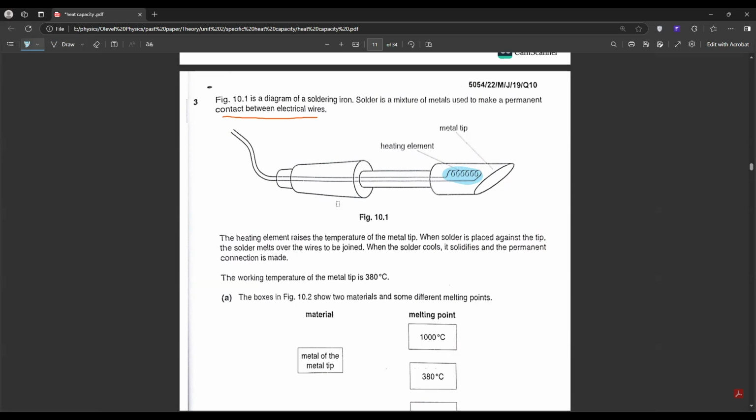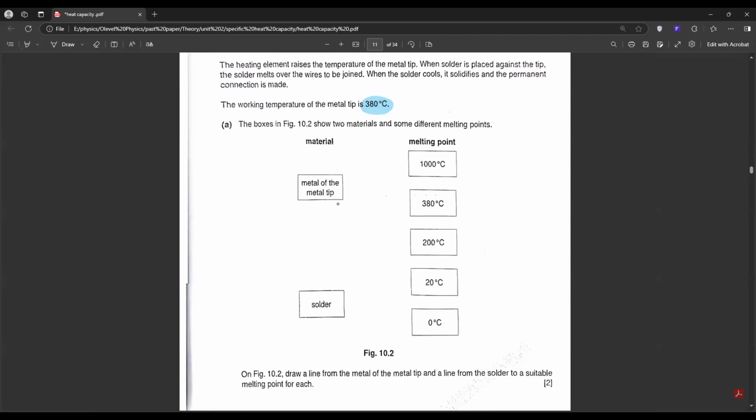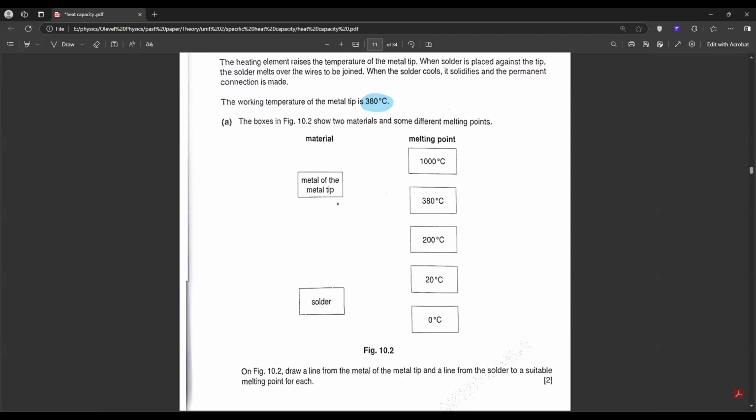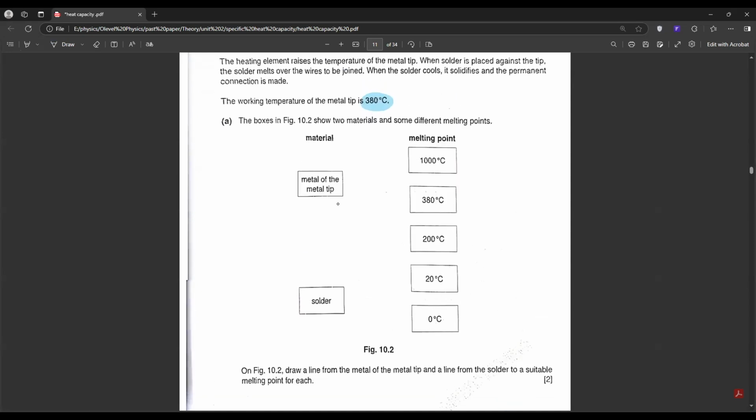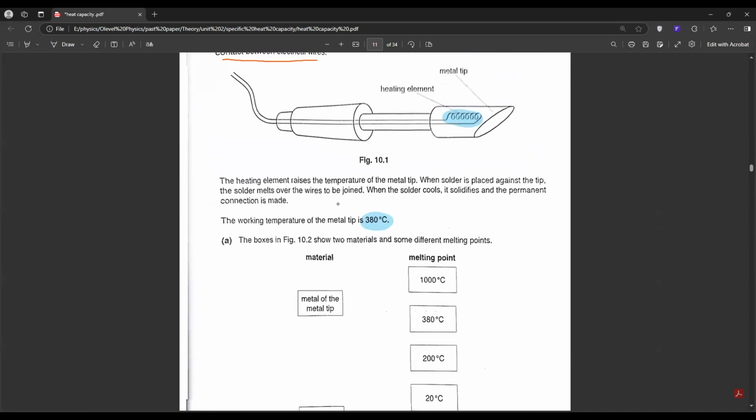Okay. The working temperature of the metal tip is what? 380 degrees centigrade. The boxes in figure 10.2 show two materials and some different melting points. On figure 10.2, draw a line from the metal of the metal tip and a line from the solder to a suitable melting point for each.